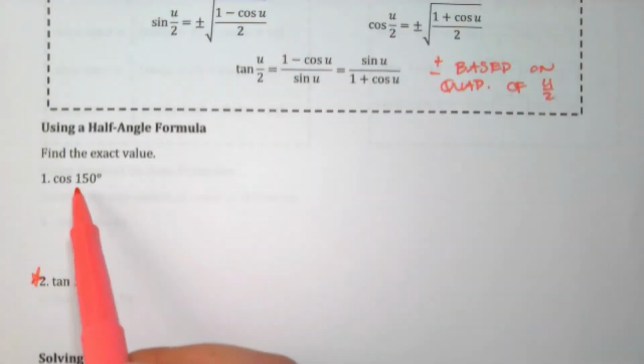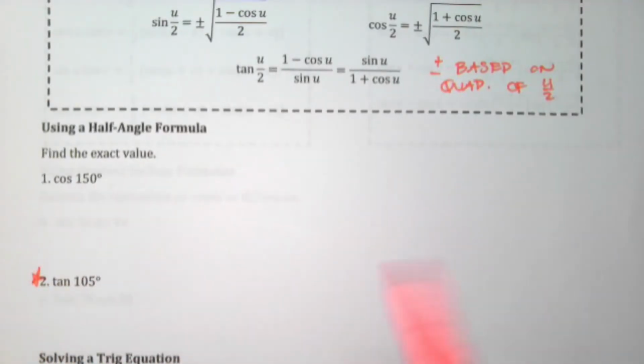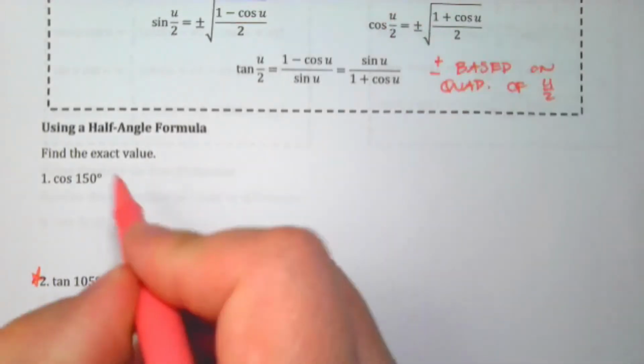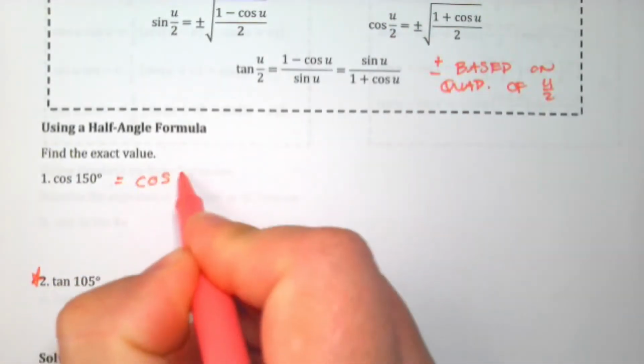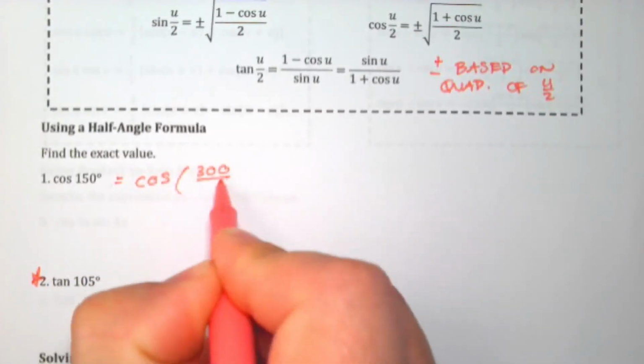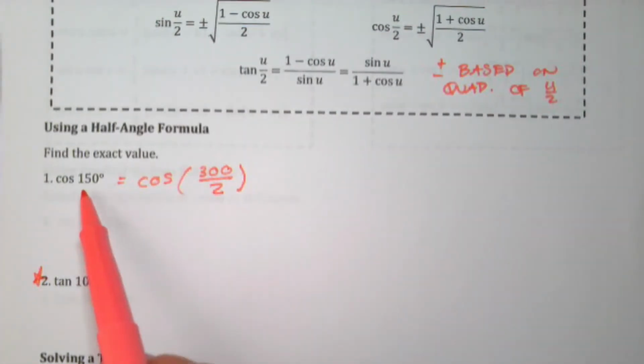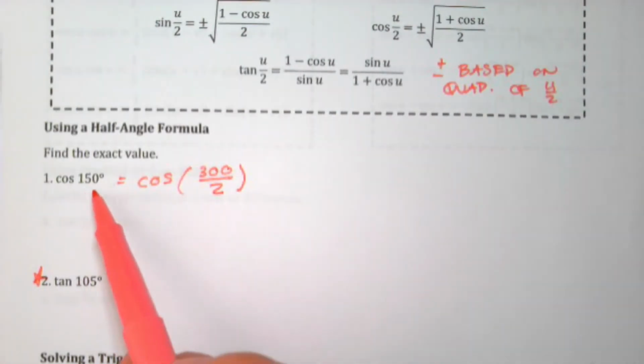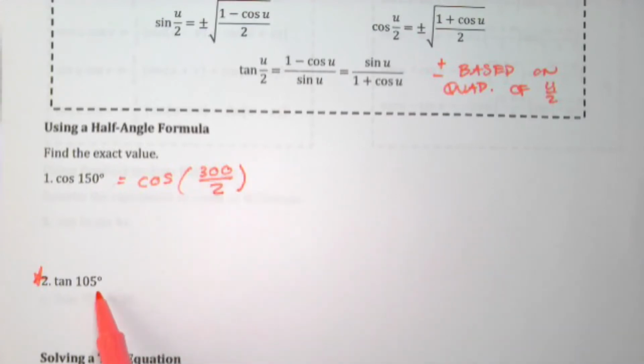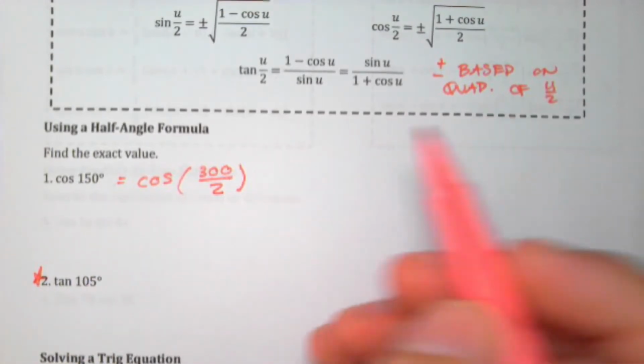So, cosine of 150, what's a way to get 150 after something being cut in half? Well, we know that is the same as cosine of 300 divided by 2. Now again, we know cosine at 150, that's on the unit circle, no big, but this is a good example for when we do number 2, we don't necessarily know values at 105 degrees, but when we double that and divide it by 2, we do know values at 210 degrees, so we can use that known value. Let's continue with number 1.